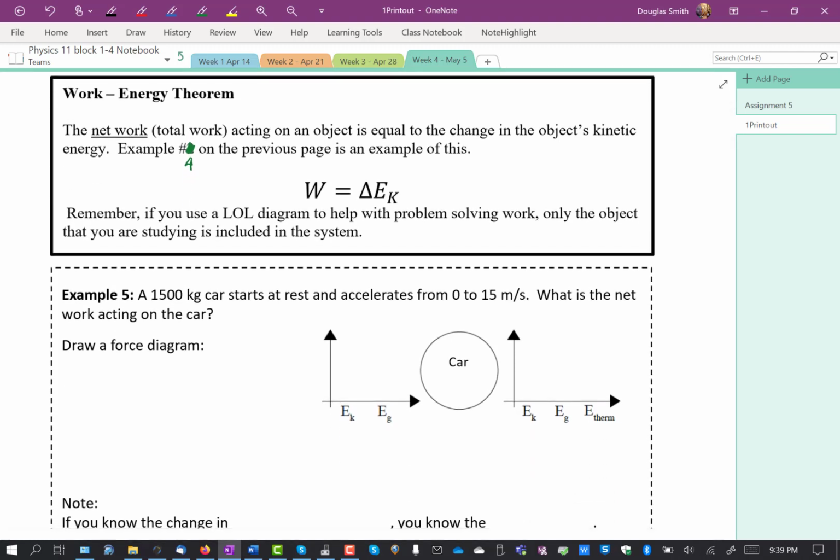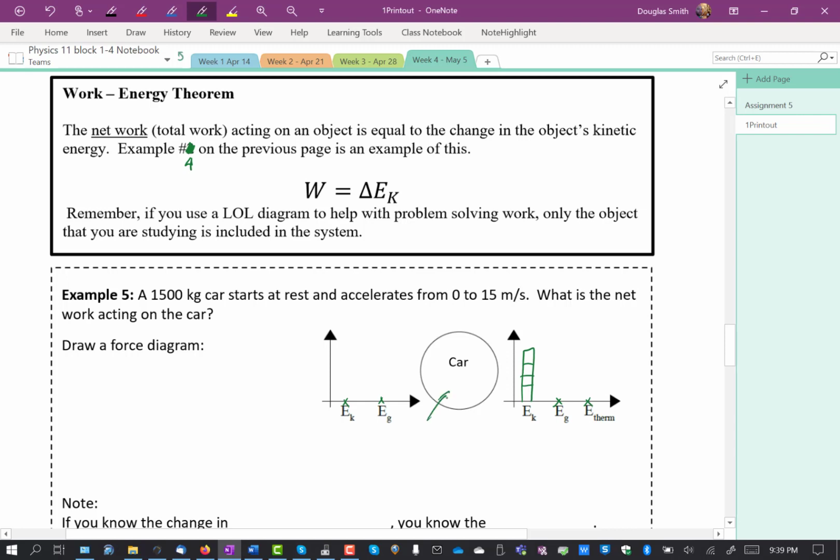A 1,500 kilogram car starts at rest and accelerates from 0 to 50 meters per second. What is the net work acting on the car? So it starts at rest, no EG, we'll say it's just on the ground. The system is just the car, that's the object we're analyzing. Sometime later there's a whole bunch of EK. EG is still there, and it doesn't say anything about thermal, so we'll just leave that like this.